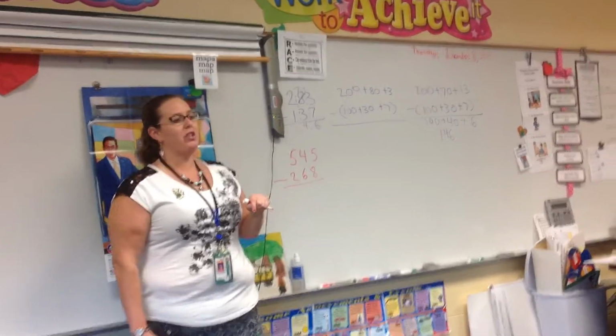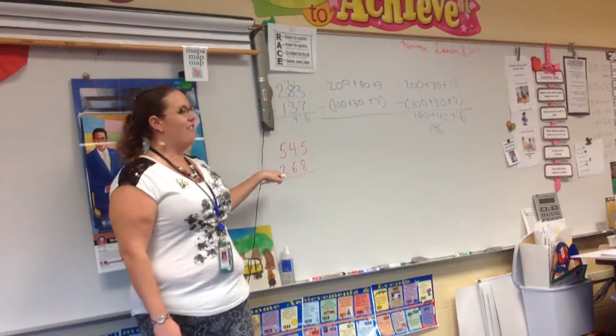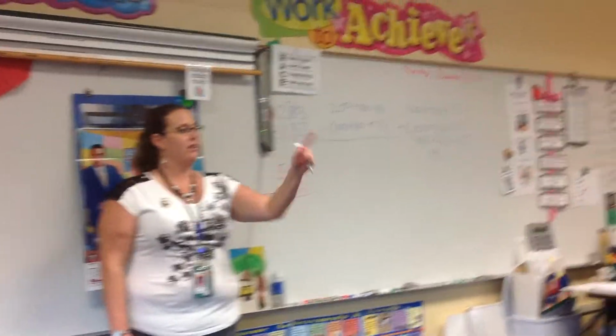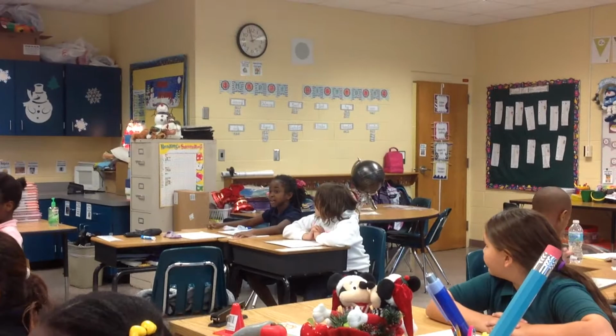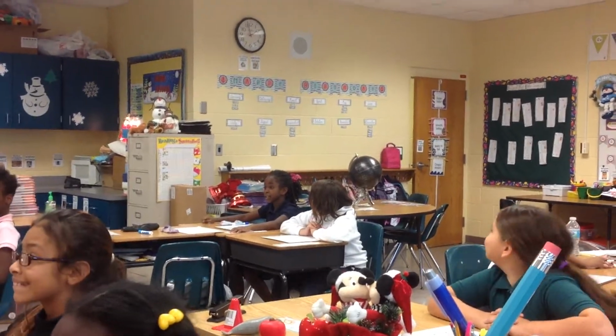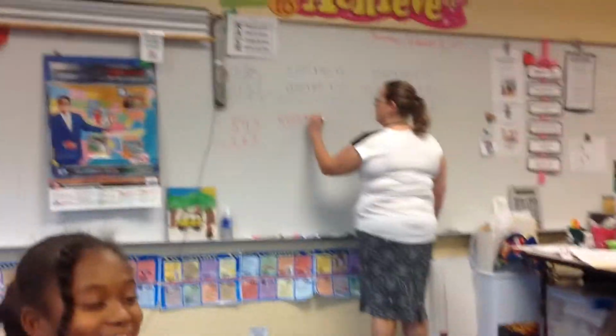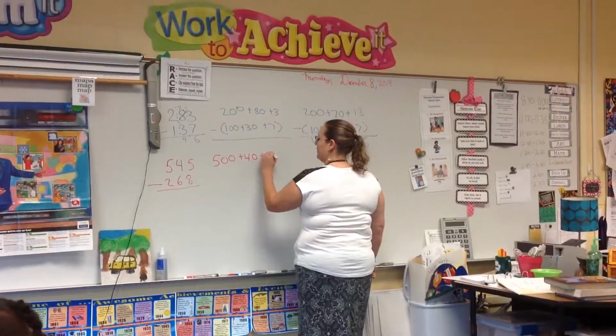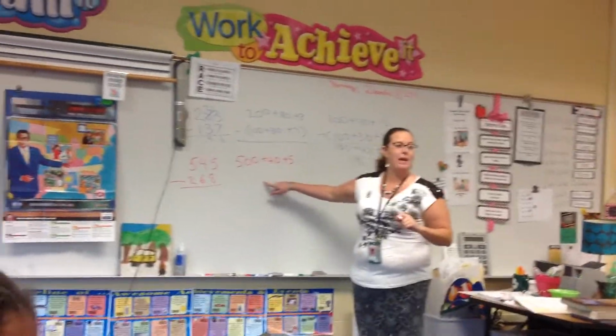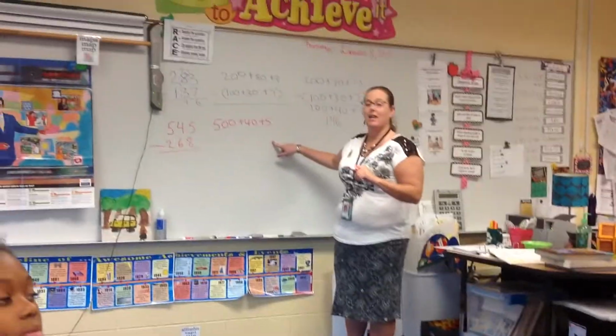What's the first thing I'm going to do with these numbers? I have 545 minus 268. Fernanchi, you're going to put them in expanded form and put 500 plus 40 plus 5. Did you hear what she said? Expanded form. This is what you call expanded form.